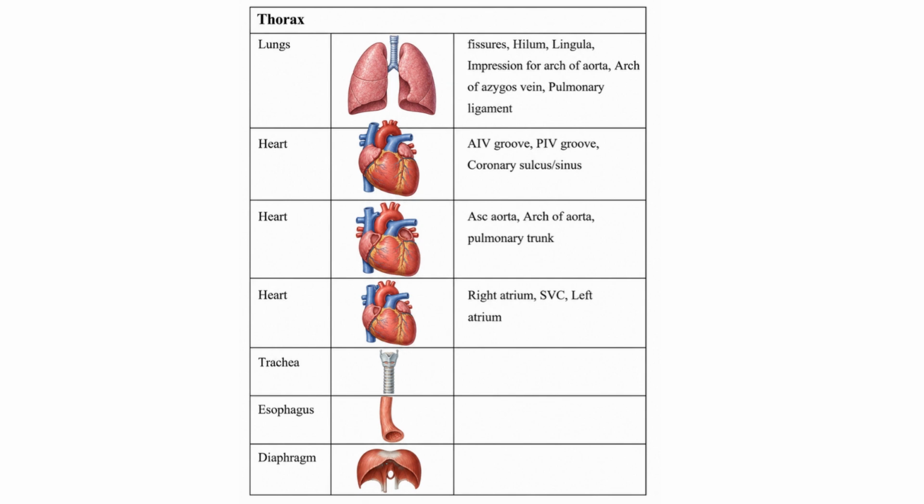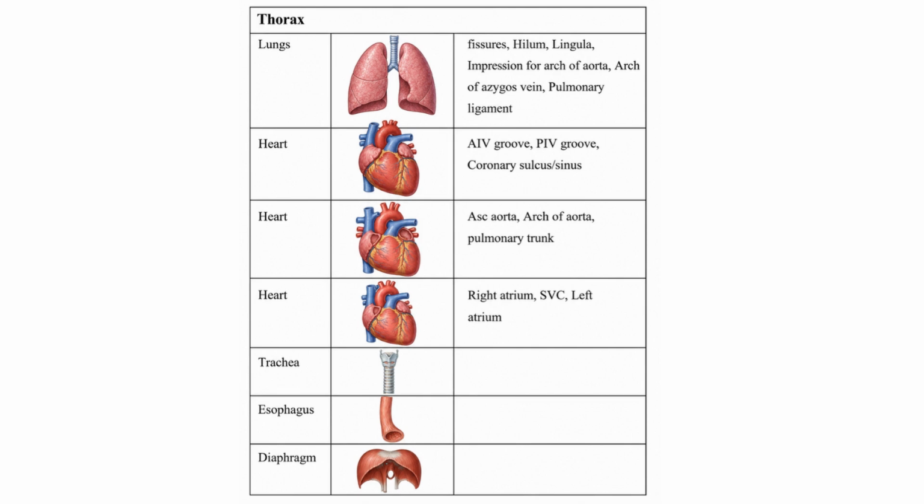In the thorax, you have to know the lung, heart, trachea, esophagus, and diaphragm. In the lung, you have to know the fissures and hilum. Hilum is the place where the root structures enter and exit. Lingula is present in the left lung, a tongue-like projection, and impressions for the arch of aorta and azygos vein are seen on the medial surfaces. Pulmonary ligament is below the hilum, allows for lung expansion, which is also called dead space.